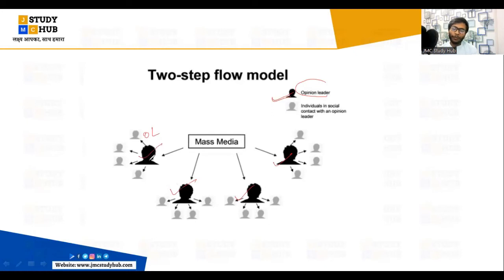These are all opinion leaders, and whom are the opinion leaders influencing? They are influencing these people. See how many people there are. So who is in direct touch with the mass media? Opinion leaders are in touch directly with the mass media, and they influence the people, the less active people, the passive audience. So mass media is not direct here.